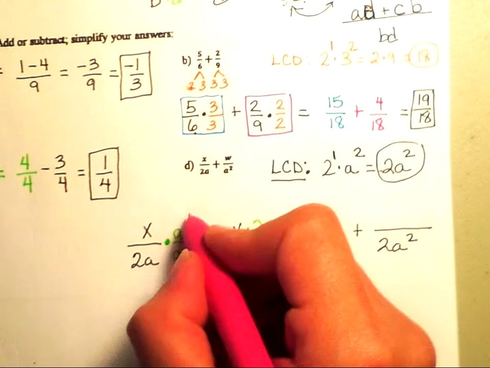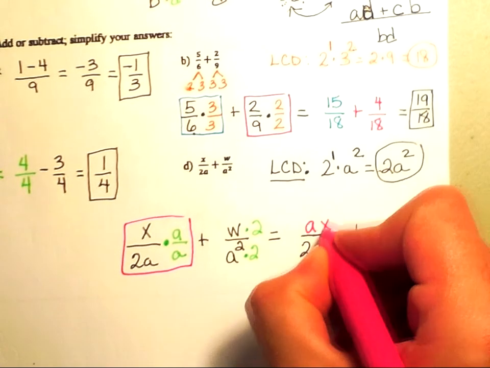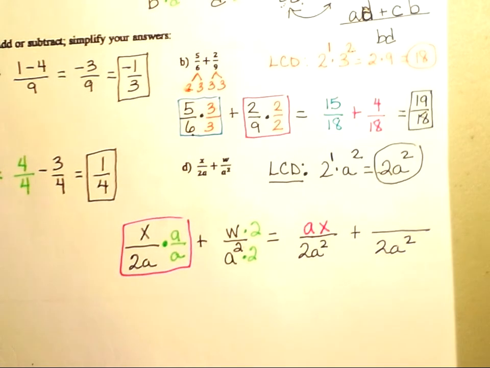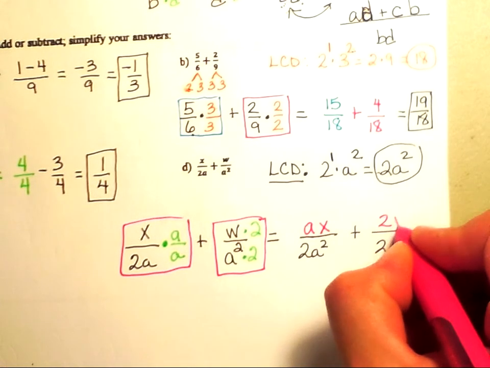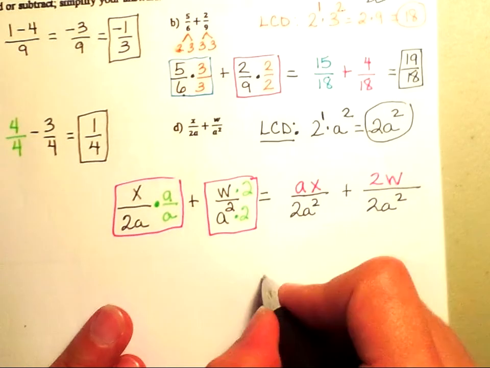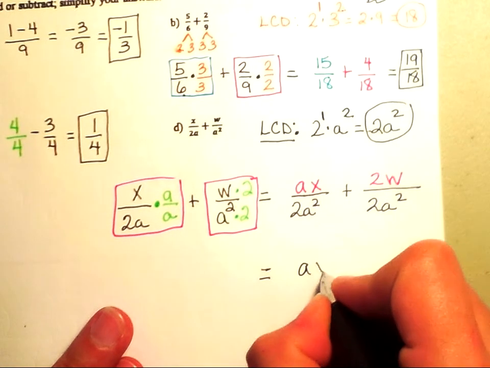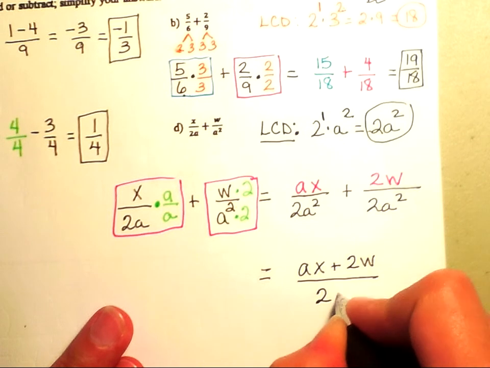The first one, x times a, well, that's the same thing as ax because multiplication commutes. And here w times 2 is the same thing as 2w, again because multiplication commutes, which we can write then as one great big fraction over 2a squared.